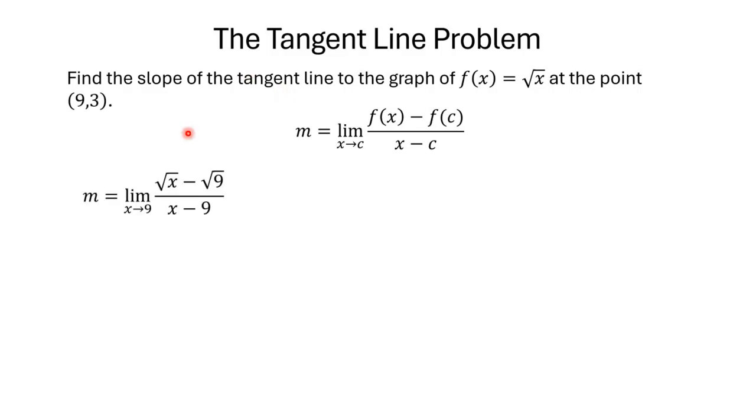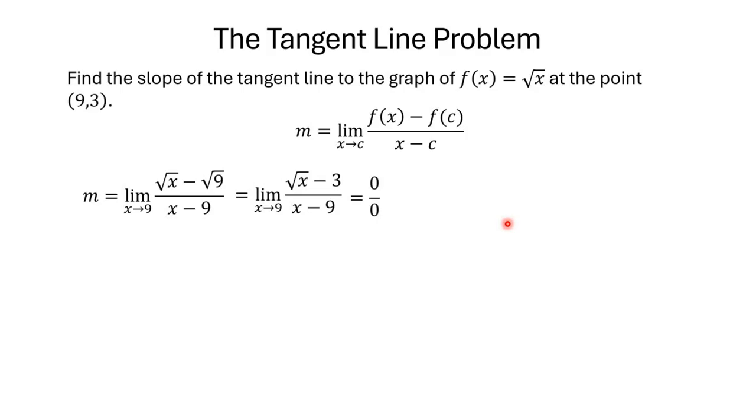limit as x approaches 9, because 9 is the value of c from this ordered pair. So it's the limit as x approaches 9 of the square root of x minus the square root of 9 over x minus 9. We know that the square root of 9 is just the number 3. So it's the limit as x approaches 9 of the square root of x minus 3 over x minus 9. Direct substitution in this case gives me the square root of 9, which is 3, minus 3 on top, so that's 0, over 9 minus 9, which is also 0. So I get the indeterminate form again.